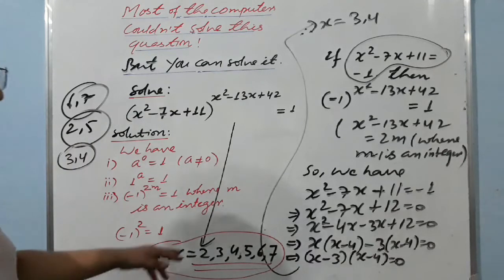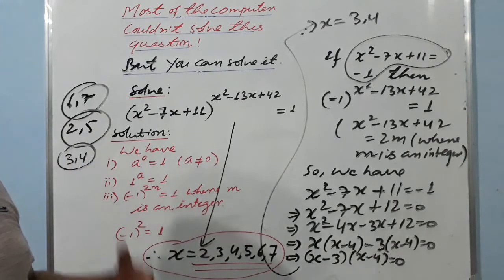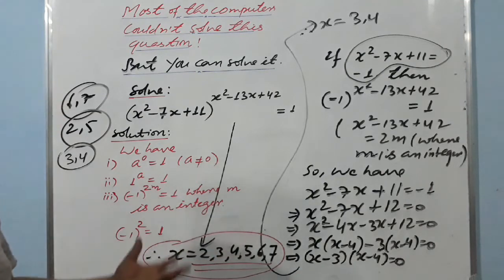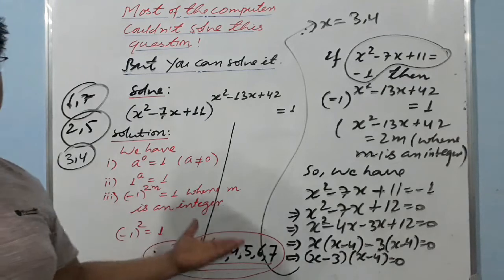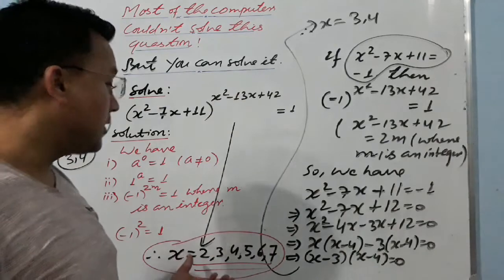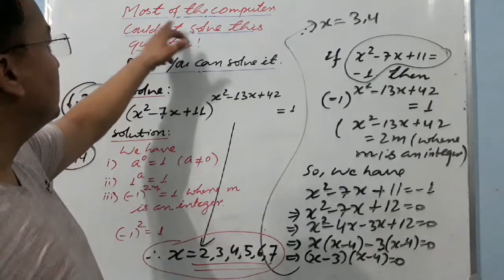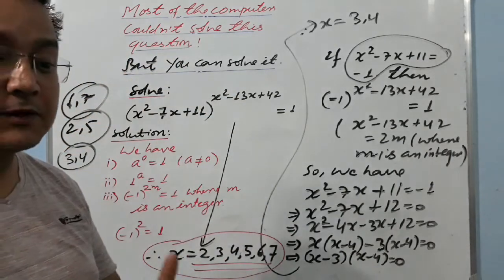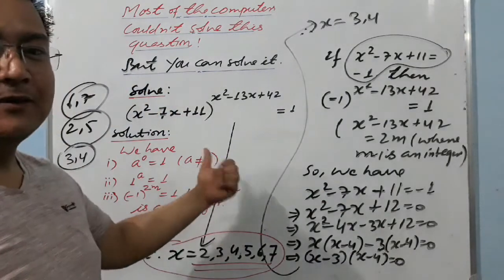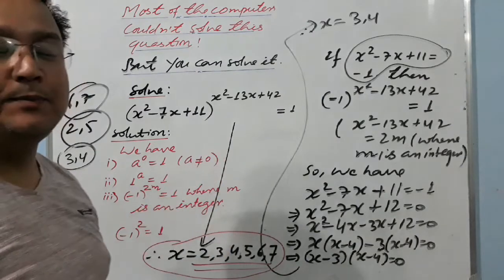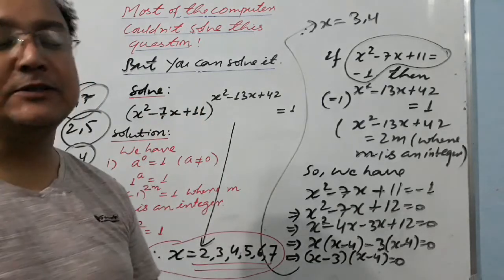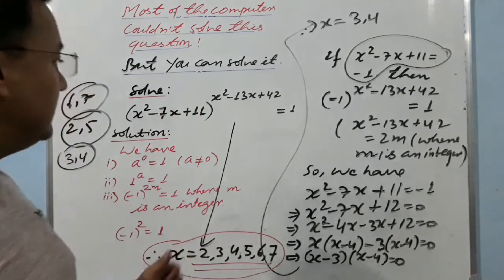So finally we will have 6 values of x: 1, 2, 3, 4, 5, 6. These are the complete solution of this question. Now you understood how to find the solution of this question. Most computer applications couldn't solve this question. After watching this video, you are able to crack the solution of this question. It's very easy.